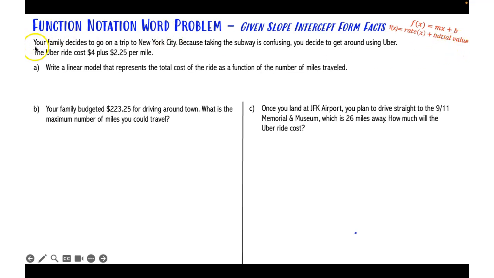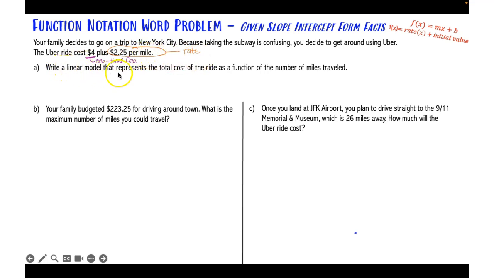So let's see this word problem. Your family decides to go on a trip to New York City. Because taking the subway is confusing, you decide to get around using Uber. The Uber ride costs $4 plus $2.25 per mile. So that $4 is a one-time fee, and the $2.25 per mile, that's your rate, so that's our slope.